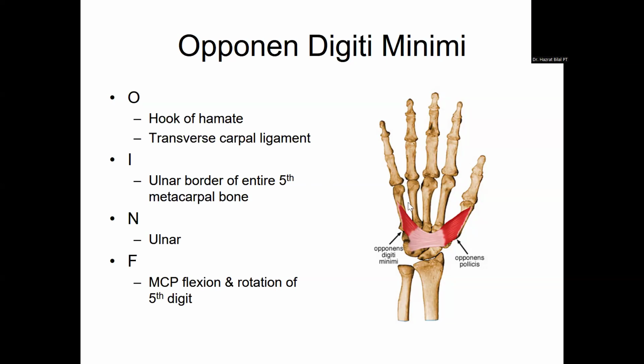This is the metacarpal bone. This is the first metacarpal bone, where the opponens pollicis muscle is. This is second, third, fourth, and this is the fifth one. Ulnar nerve is supplying it, and the flexion and rotation of the fifth digit is actually the function of the opponens digiti minimi.